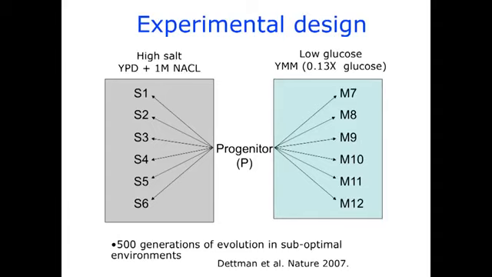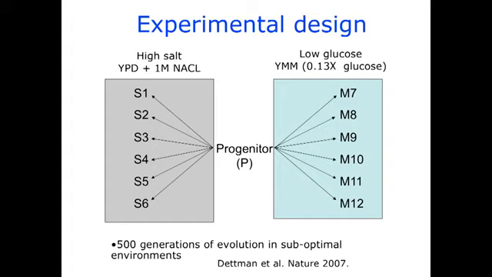And then here's the experimental design. We've got the single ancestor, the progenitor. We had 5 populations in an environment of high salt. We selected that because a lot is known about salt response in yeast, and also low glucose. And so the progenitor is divided up, barcoded. We have 6 of these populations, 6 of these populations, and we did 500 generations of evolution.